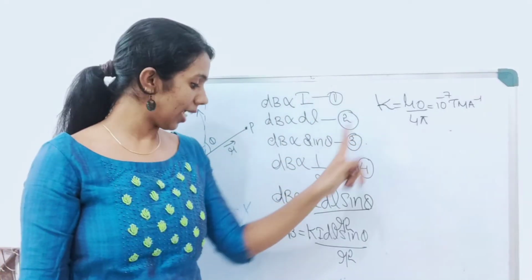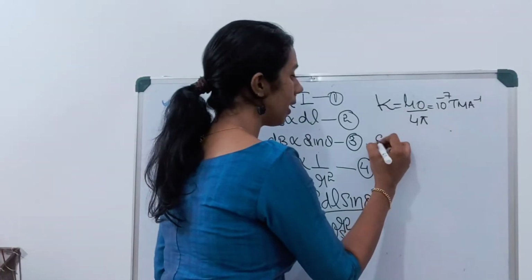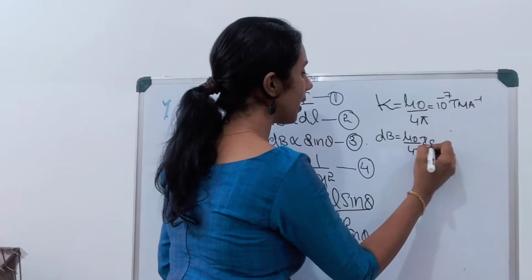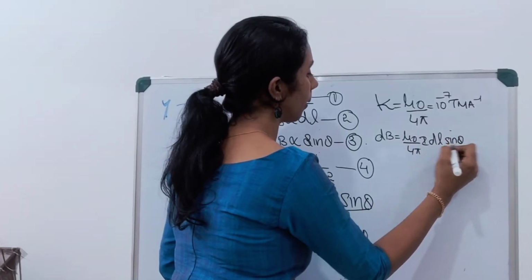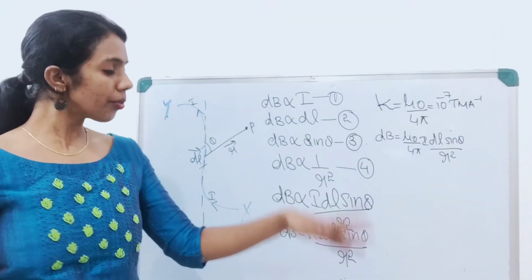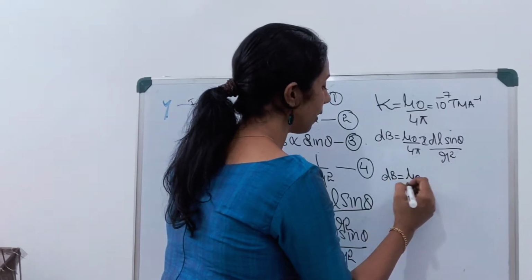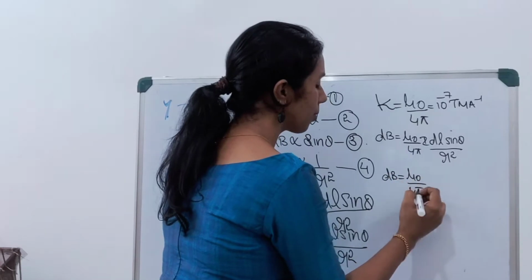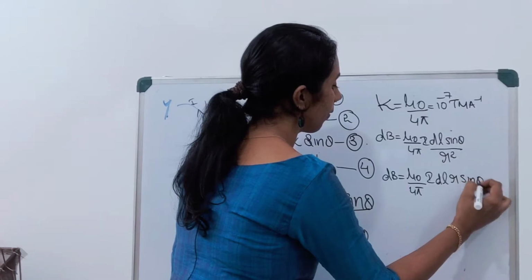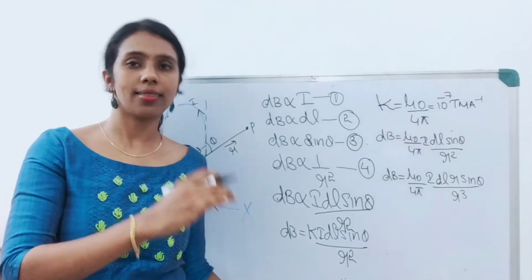Now, instead of K, we can write mu 0 by 4 pi in this equation. That is, dB is equal to mu 0 by 4 pi I dl sine theta divided by r square. This is Biot-Savart's law. Now, we can write this equation by multiplying r in both numerator and denominator. I can write this equation as mu 0 by 4 pi I dl r sine theta divided by r cube. Just multiply r in the denominator as well as in the numerator.